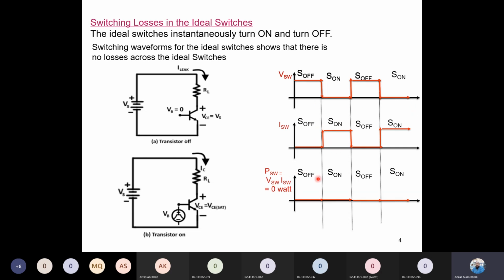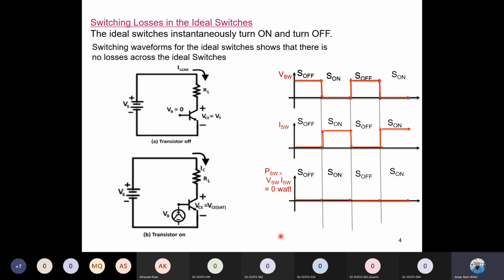Now we have to calculate the power losses across the ideal switch. In this off period, the voltage is maximum and the current is minimum, sorry, 0. So the losses will be 0. Here the losses are 0 because the voltage is 0 and the current is maximum. Again things continue. So this is the explanation of the switching losses with ideal transistors.